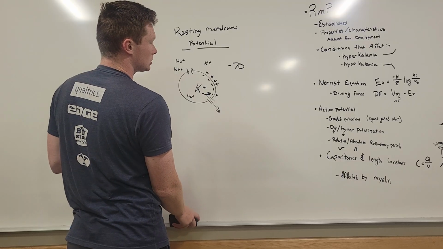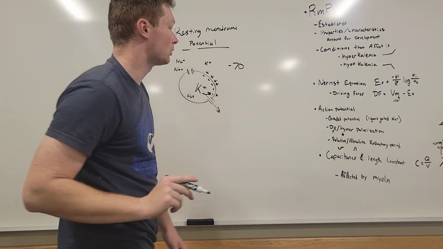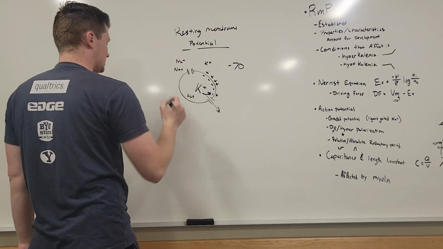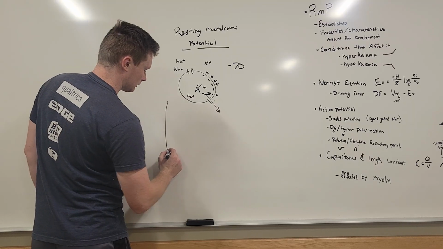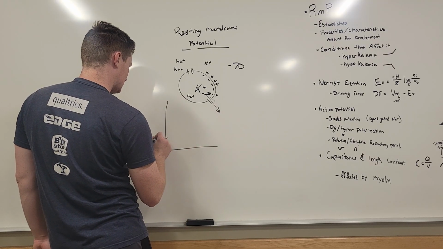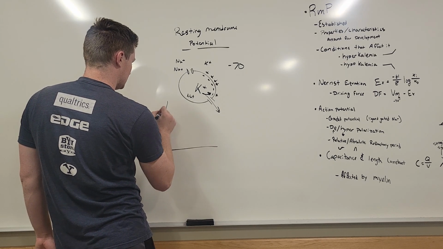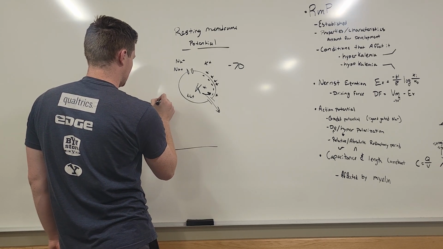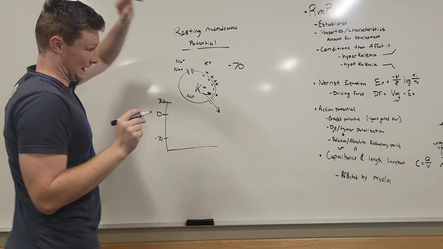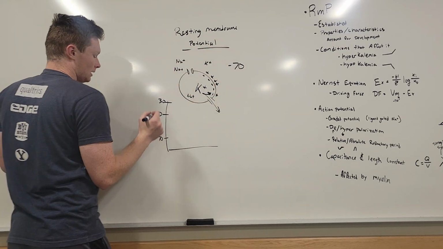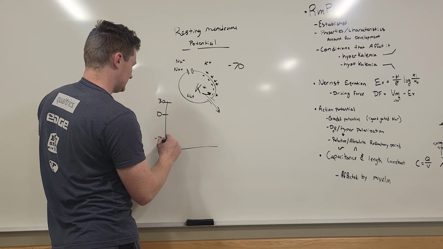Okay, so let's just do some conditions that affect it. We're going to talk about hyperkalemia and hypokalemia. So let's just make a graph here. I'm going to do it right here. So this is -70. This is where we want to be. We'll just say this is 0. And then this is 30. We're going to use this a little bit later with action potentials. Okay, so this is where we want to be.